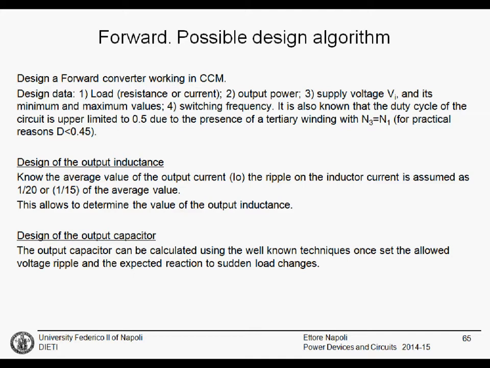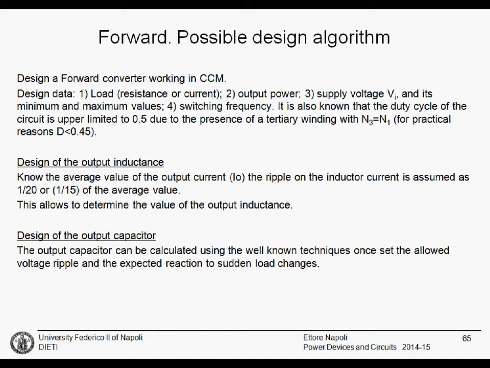For the output inductance, we know the average current in the inductor, because the average inductor current is the load current, and we know the average current into the inductor. If not set from the specifications, we can set a ripple like 1/20th or 1/15th of the average value, and then dimension the inductance value.